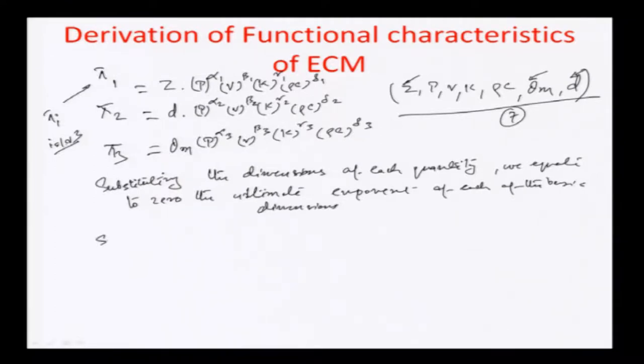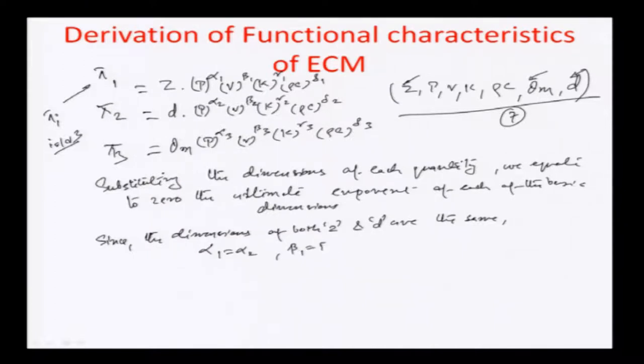since the dimensions of both z and d are the same, alpha 1 is equal to alpha 2, beta 1 equals beta 2, gamma 1 becomes gamma 2. Delta 1 becomes delta 2.